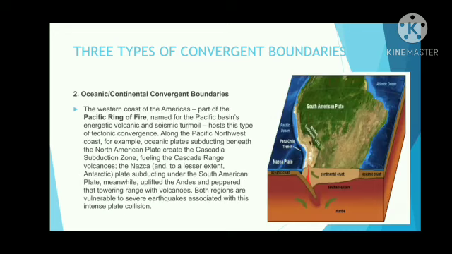The western coast of the Americas is part of the Pacific Ring of Fire, named for the Pacific Basin's energetic volcanic and seismic turmoil. It hosts this type of tectonic convergence along the Pacific coast. For example, oceanic plates subducting beneath the North American plate created the Cascadia subduction zone, fueling the Cascade Range volcanoes. Subducting under the South American plate meanwhile uplifted the Andes and crowned the towering range with volcanoes. Both regions are vulnerable to severe earthquakes associated with these intense plate collisions.